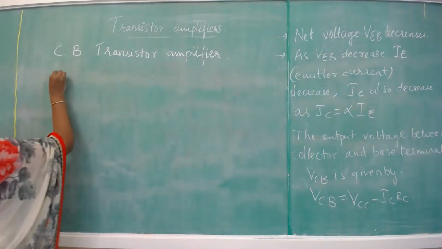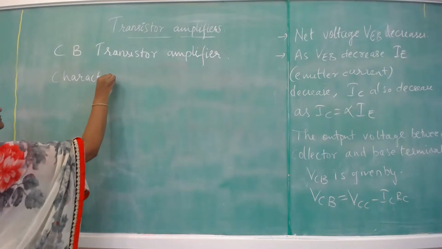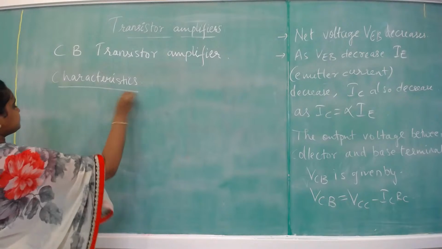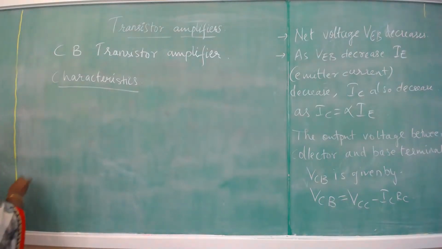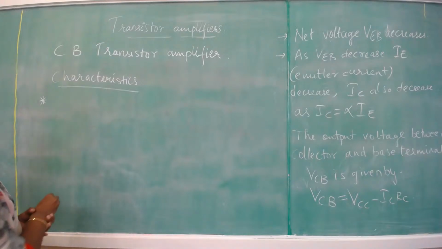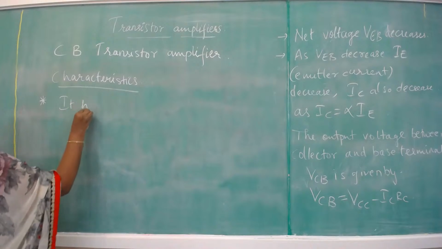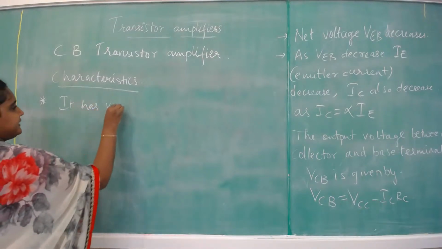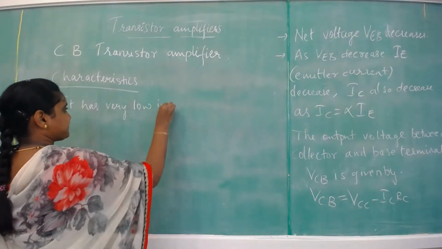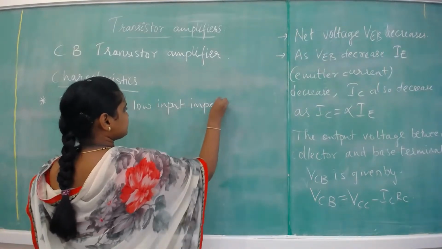CB transistor amplifier characteristics. First, it has very low input impedance.